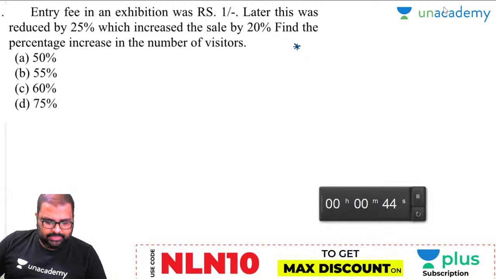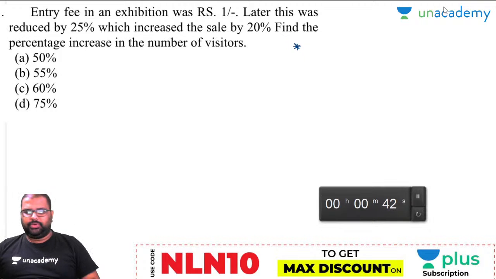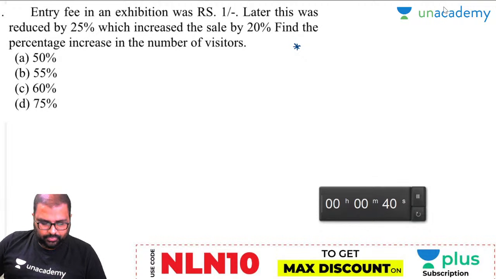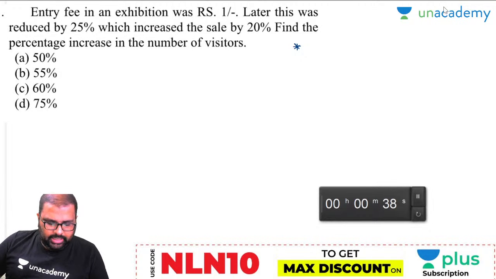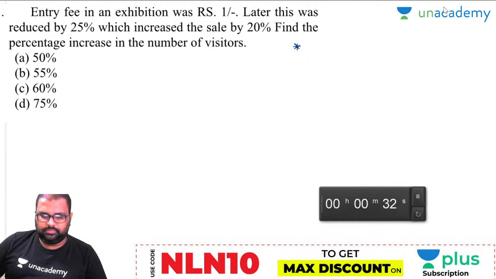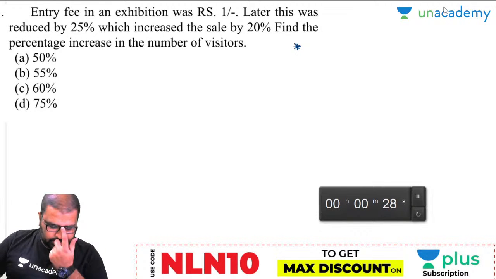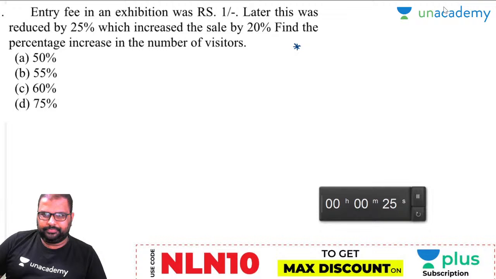Somebody is saying 60%. Sanjana is saying 60%. What about the remaining guys? 40 seconds. Tomorrow's class will be previous year questions solved using ratio and proportions. Try to attend it.